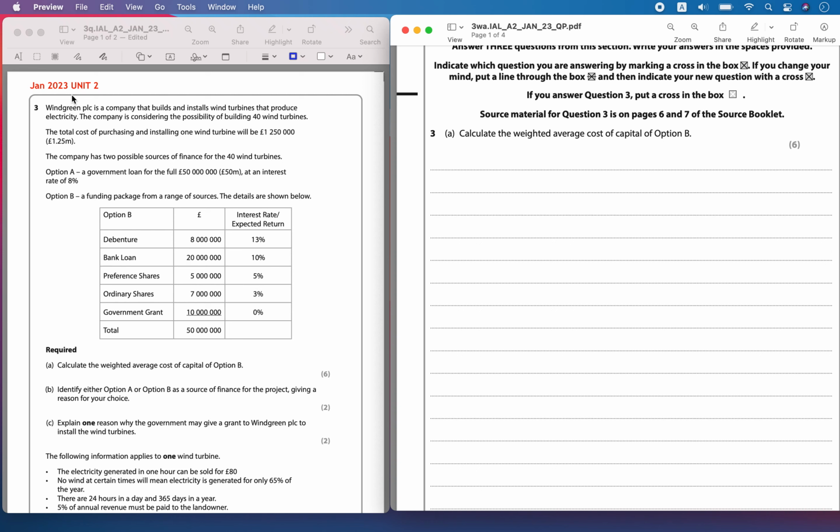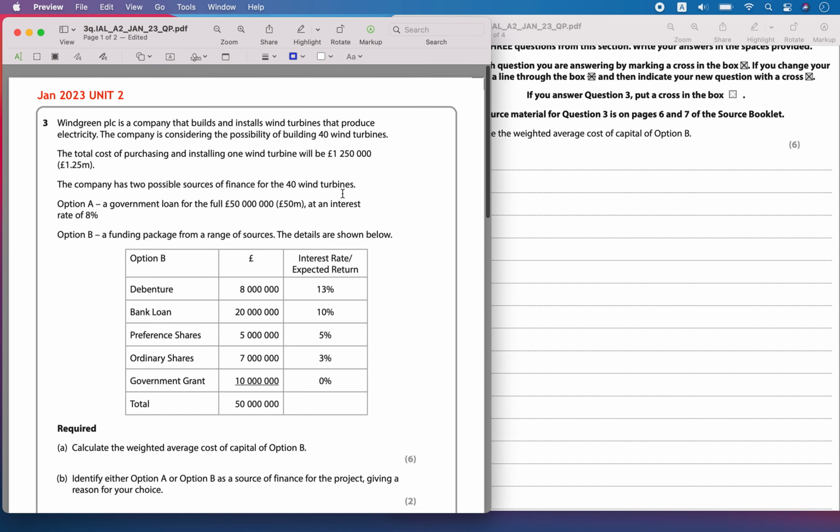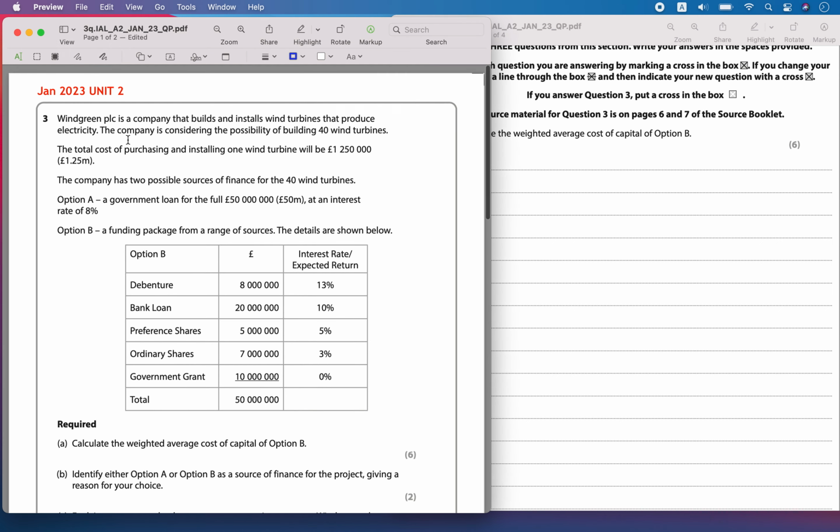Hello, today we are solving the Jan 2023 paper, Unit 2, question number 3. Windgreen PLC is a company that builds and installs wind turbines that produce electricity. The company is considering the possibility of building 40 wind turbines.